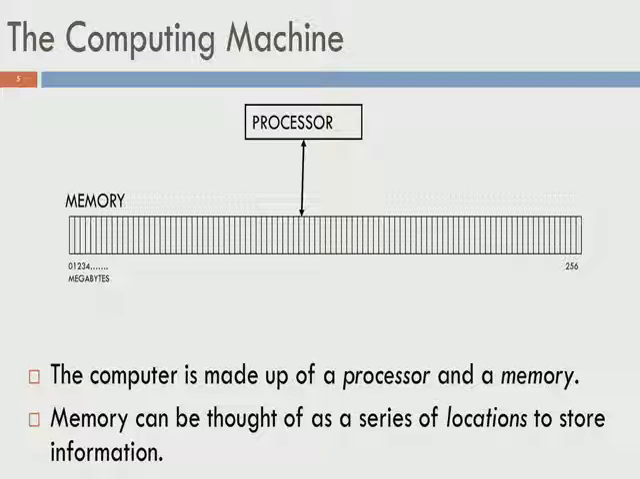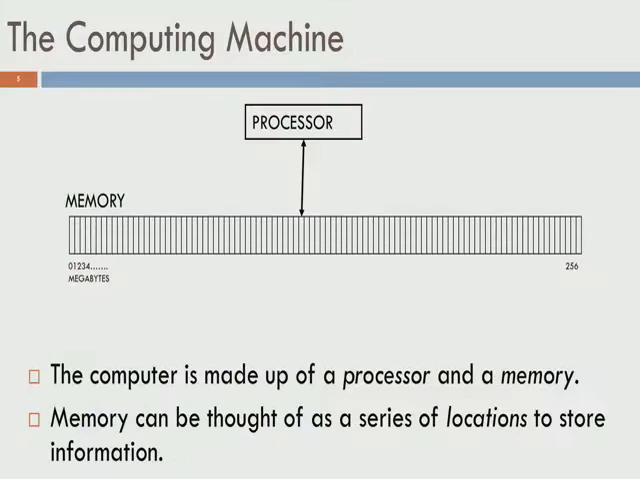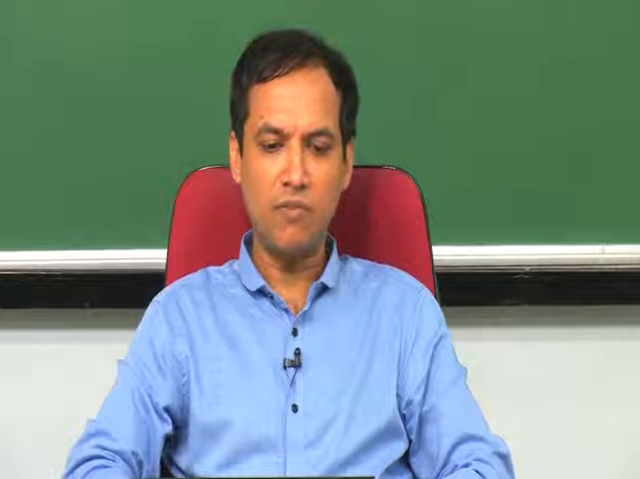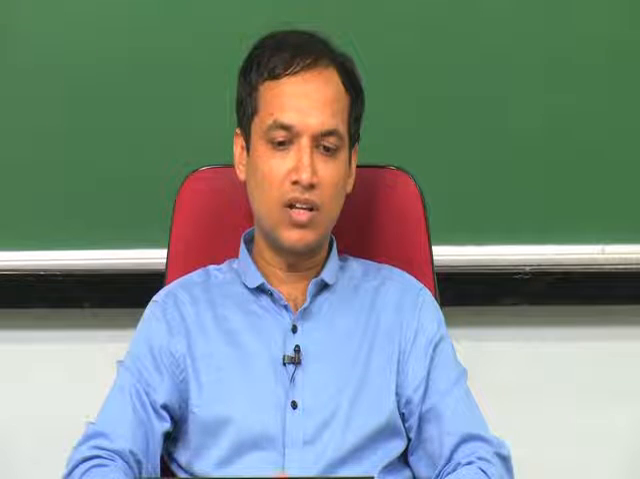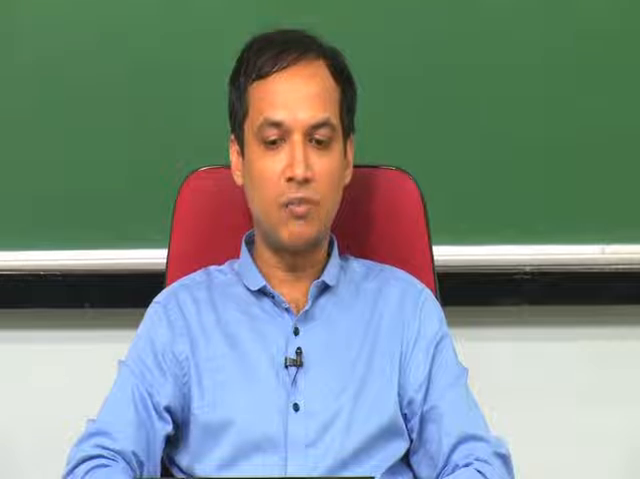ENIAC, Pentium 4 or these data centers are all built of what are called computing machines, and the basic abstraction is what we see here. We have a processor and we have memory, and this is what makes any computer. You can think of the memory as a series of locations to store information. Let us say, for example, we have 256 megabytes of RAM, and it would be laid out in some order, and you can address them as location 0, location 1, and so on up to 256 megabytes, just like how your houses would be numbered if they were all lined up in a line.